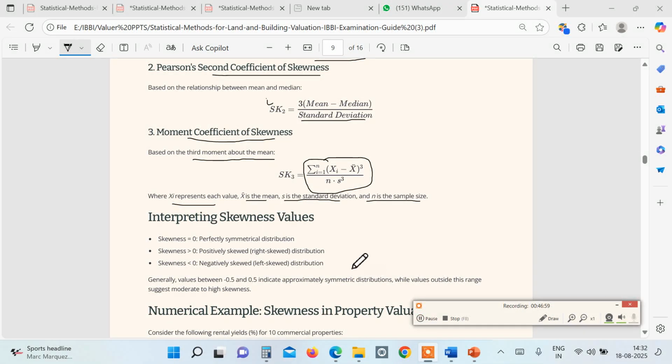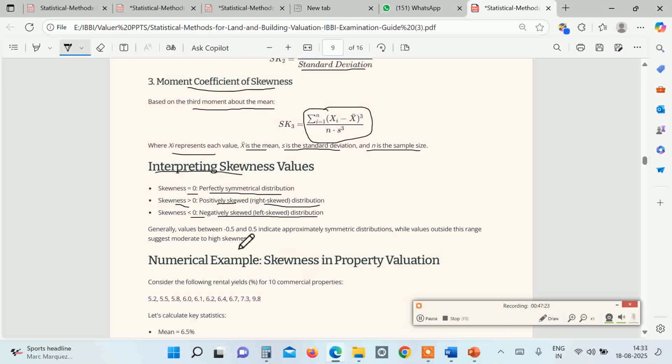There are three conditions with which you can interpret the skewness. If skewness equals 0, it means a perfectly symmetrical distribution. If skewness is greater than 0, it means a positively skewed, right skewed distribution. If skewness is less than 0, it is a negatively skewed or left skewed distribution. Generally, values between minus 0.5 and 0.5 indicate an approximately symmetric distribution, while values outside this range suggest moderate to high skewness.